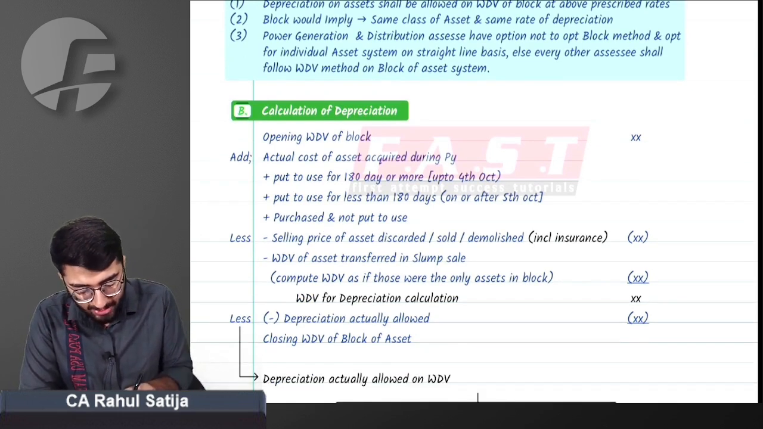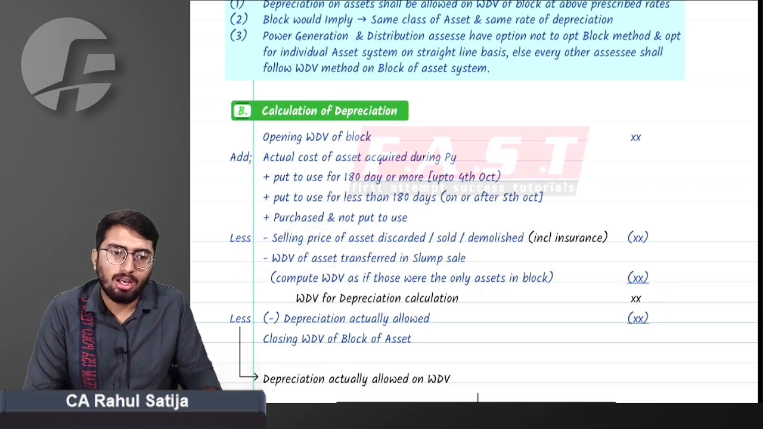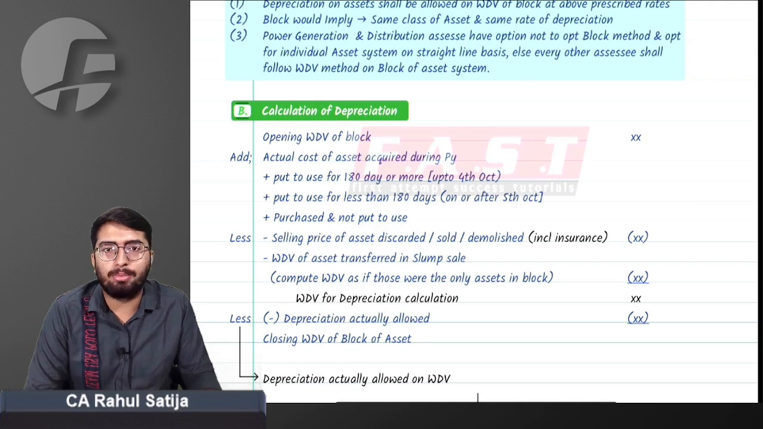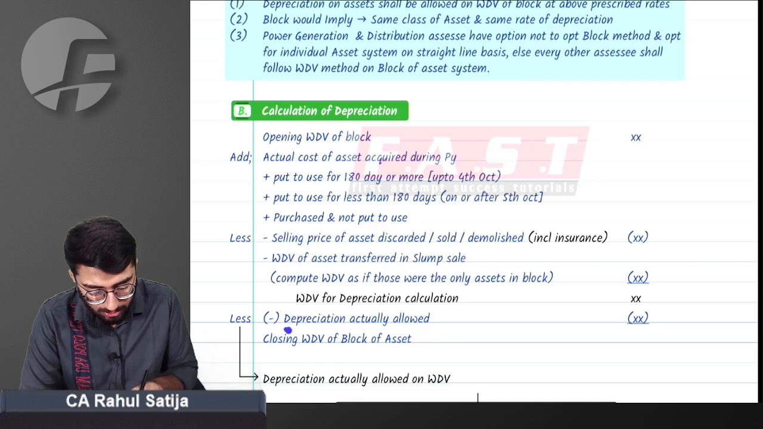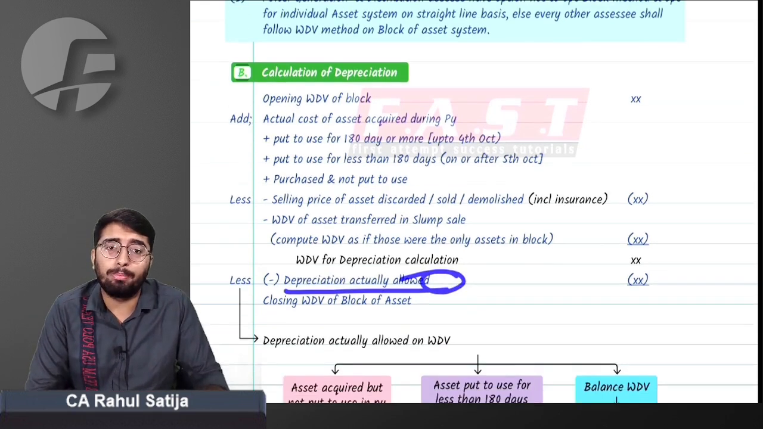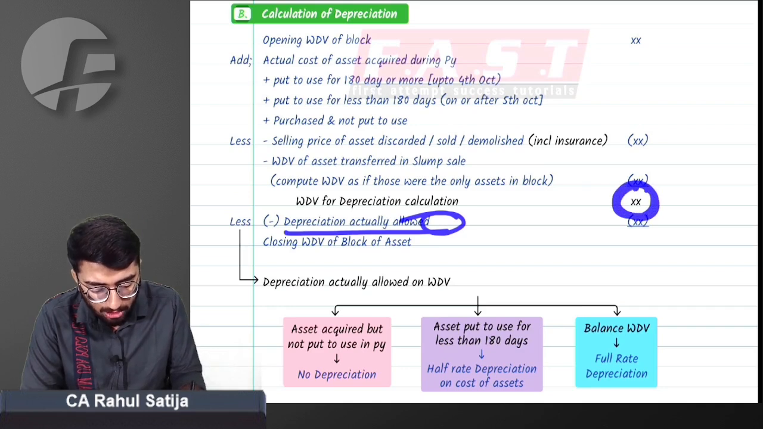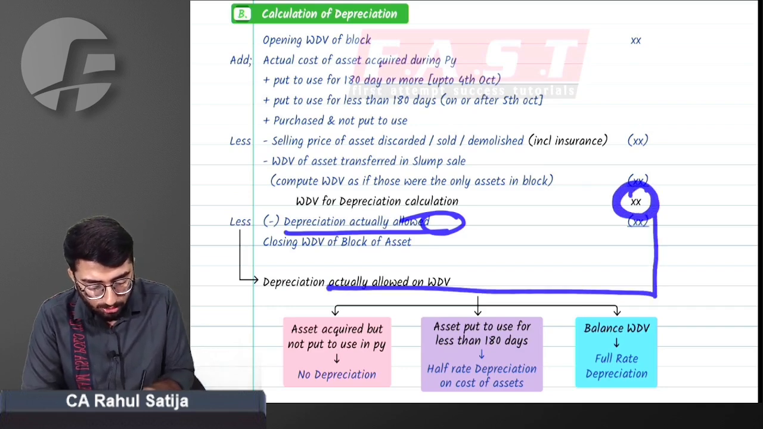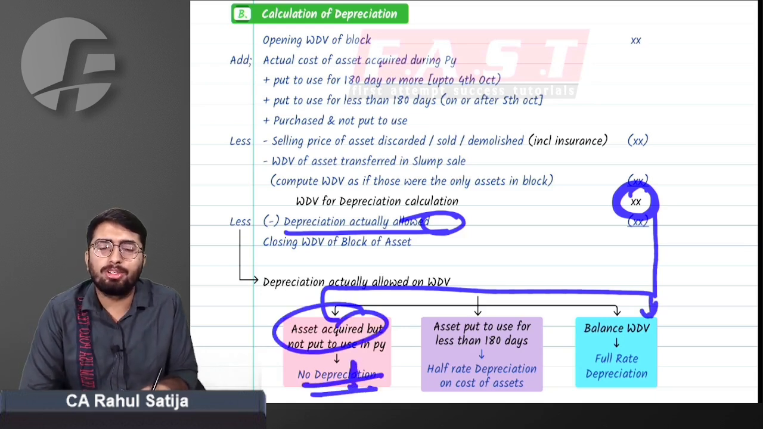After reducing the selling price, whatever we have arrived at will be the WDV for depreciation calculation. Now I have to reduce depreciation actually allowed. How will depreciation be allowed? Whatever WDV you have calculated, bifurcate into 3 parts. Assets that are acquired but not put to use, no depreciation will be allowed.